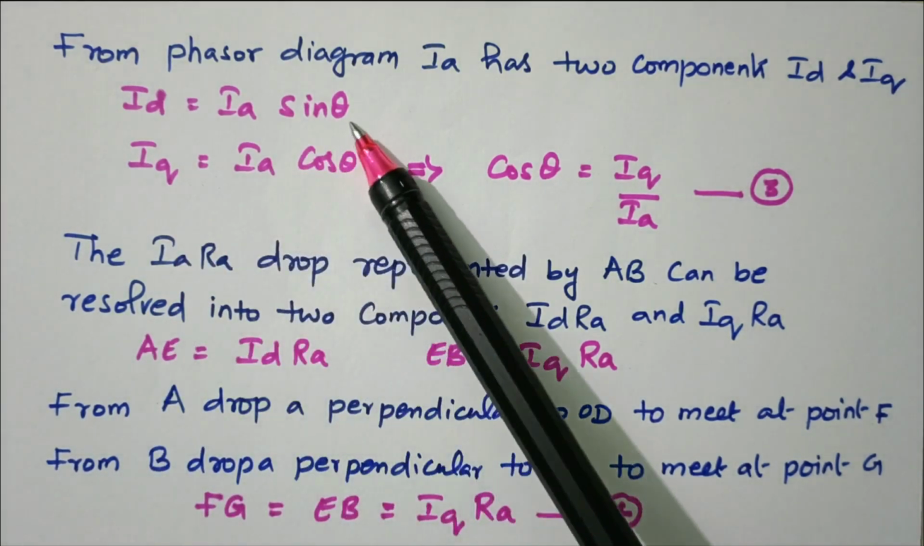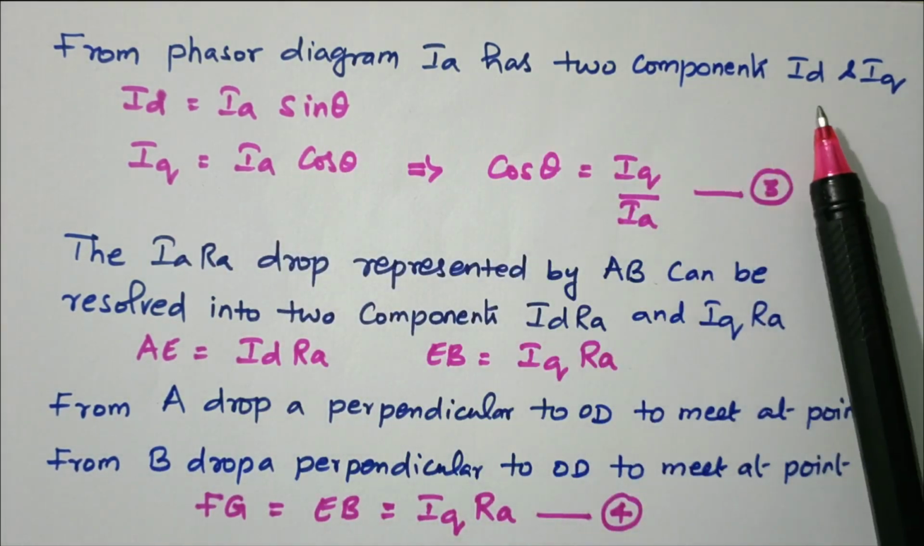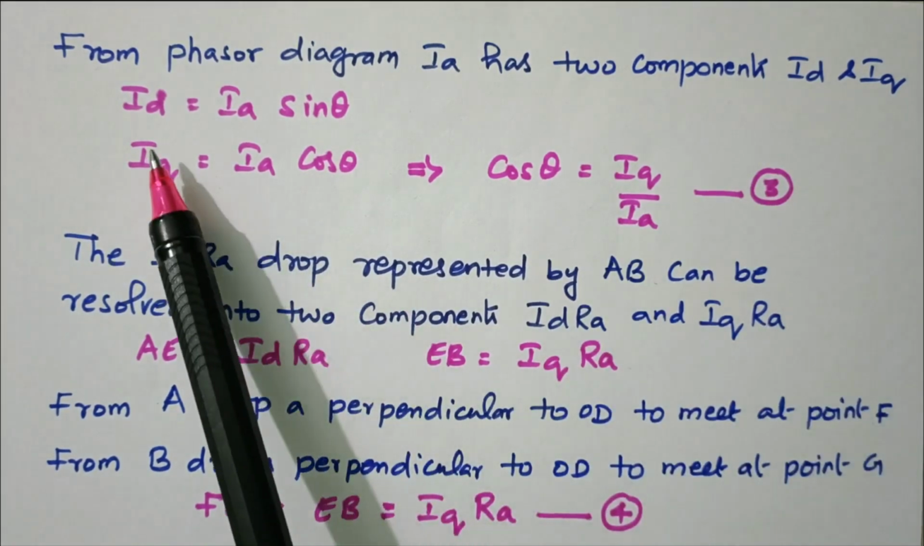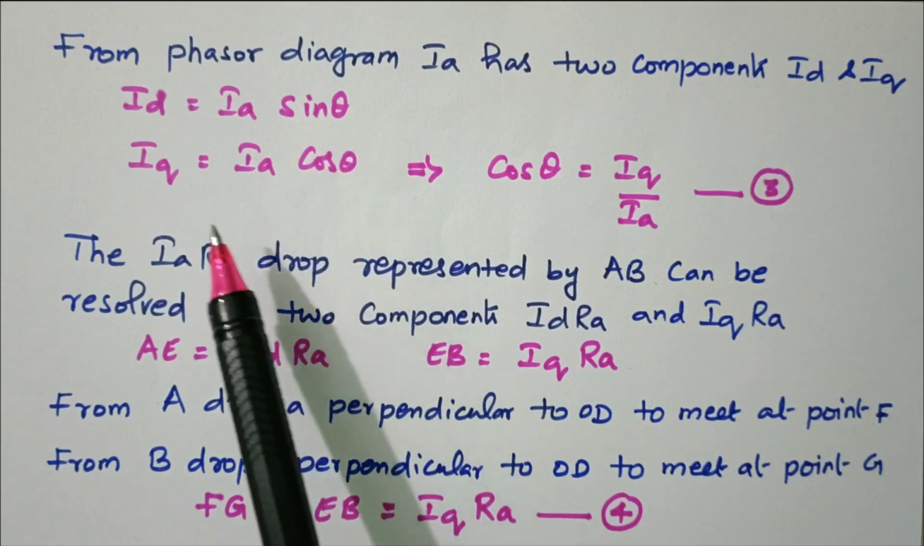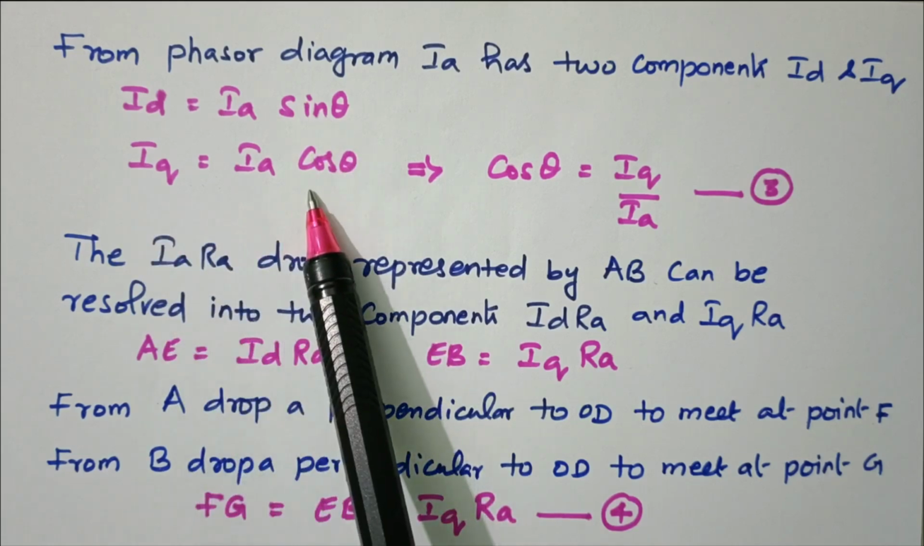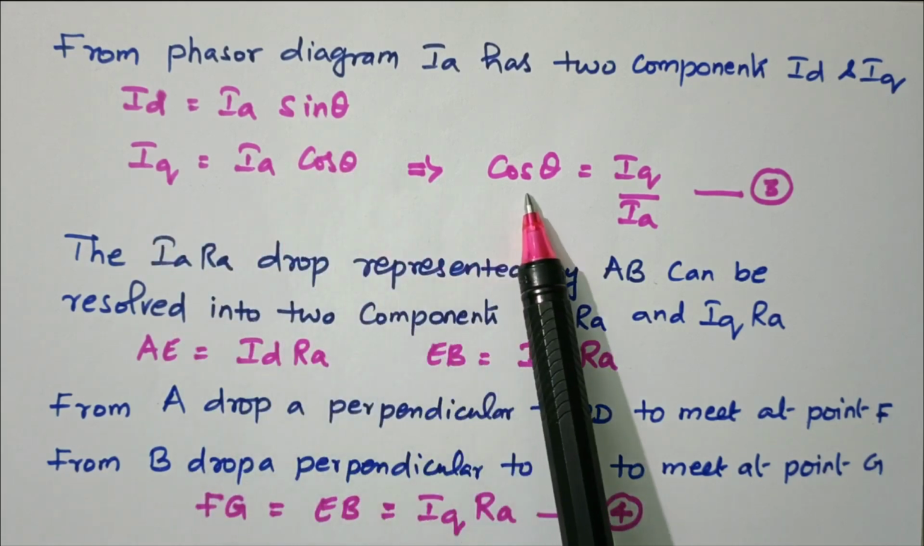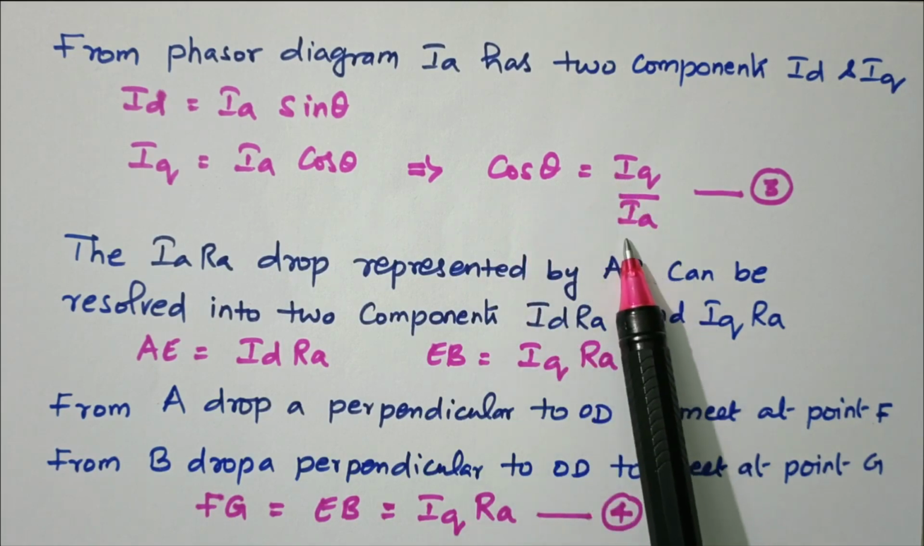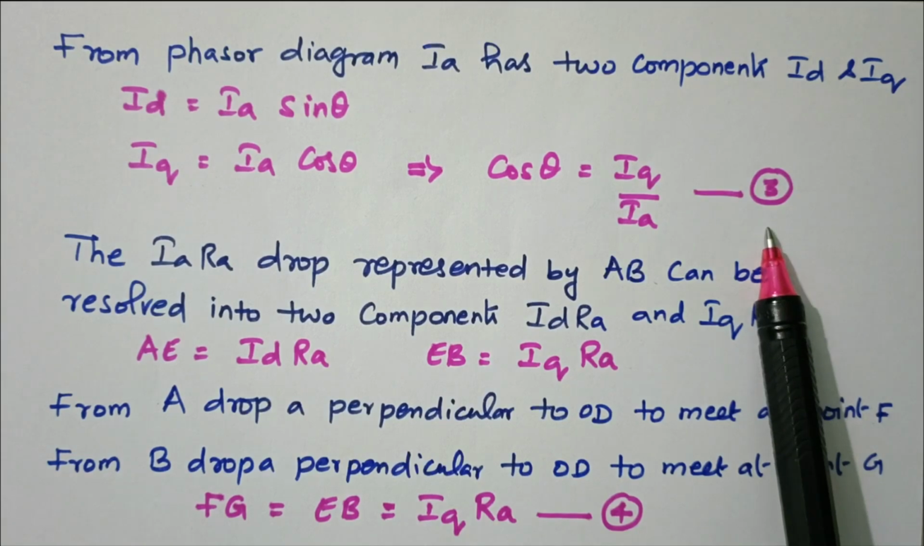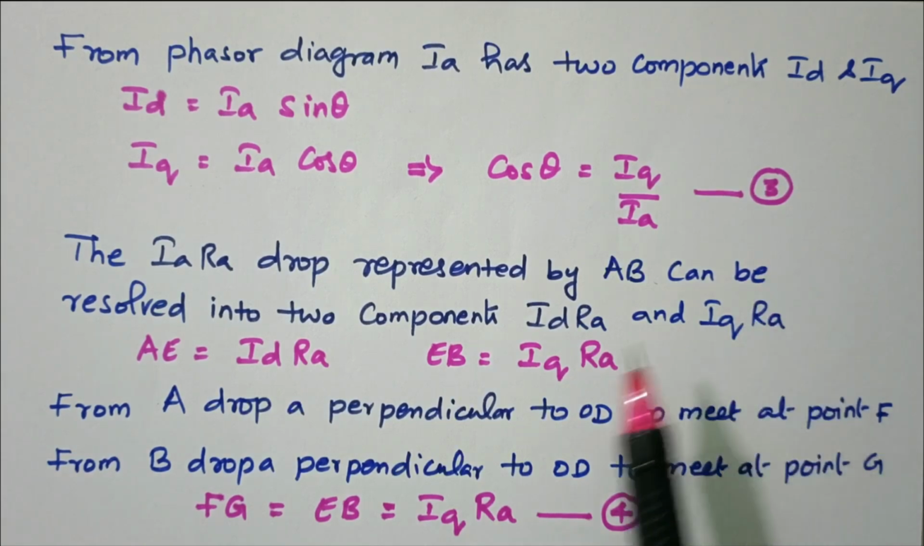From the phasor diagram, IA has two components, ID and IQ. ID equals IA sin theta, and IQ equals IA cos theta. From that, we can write cos theta equals IQ by IA. We will take this as equation number 3. Already we have equations 1 and 2.